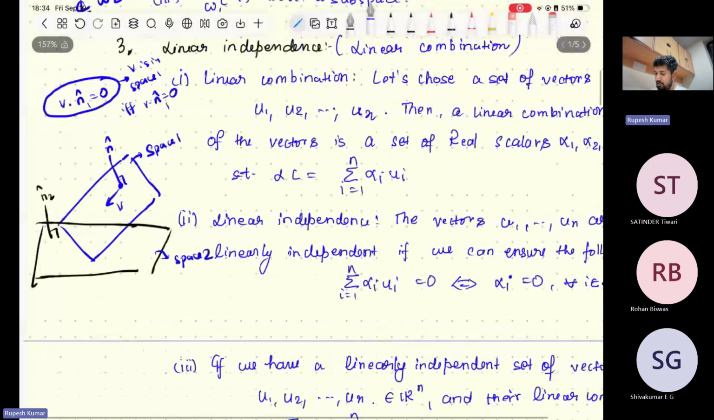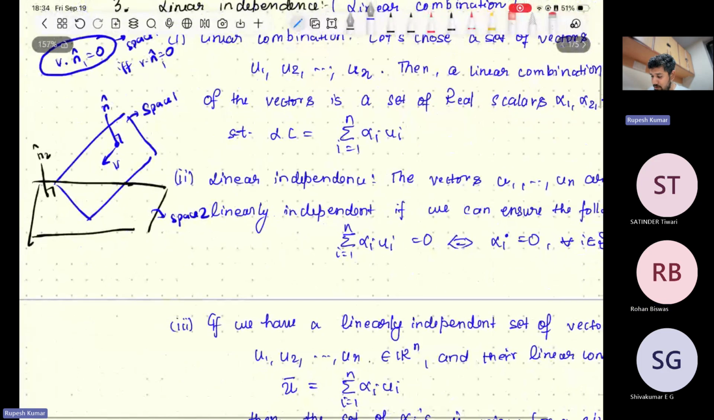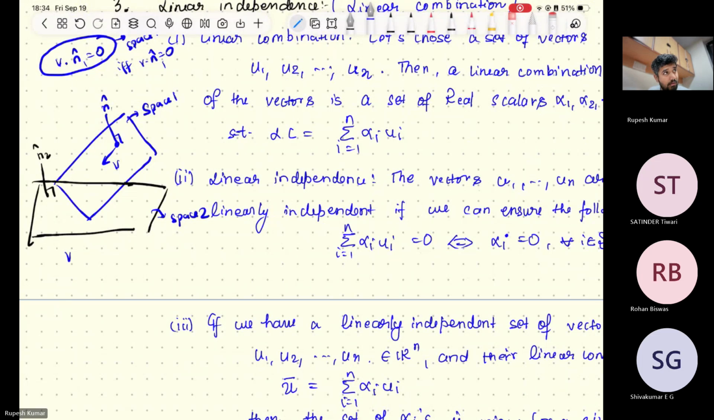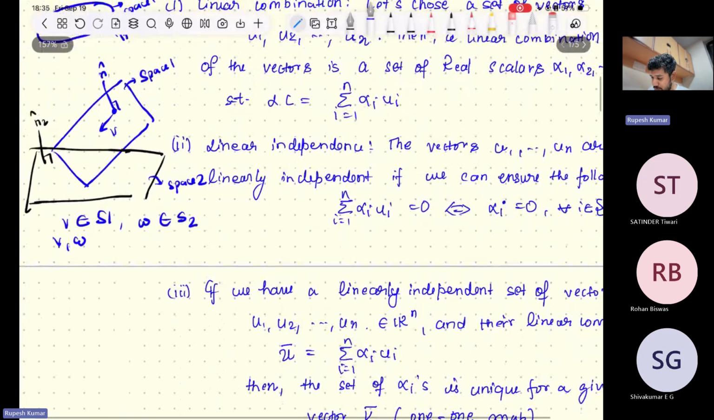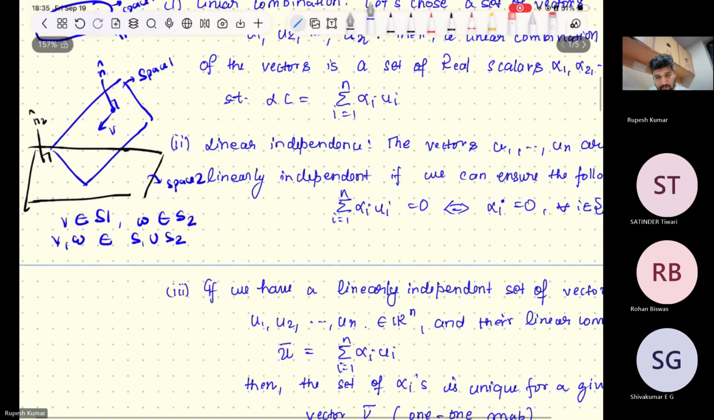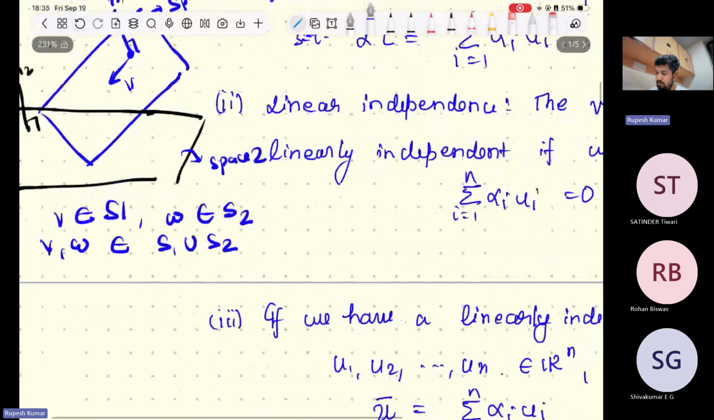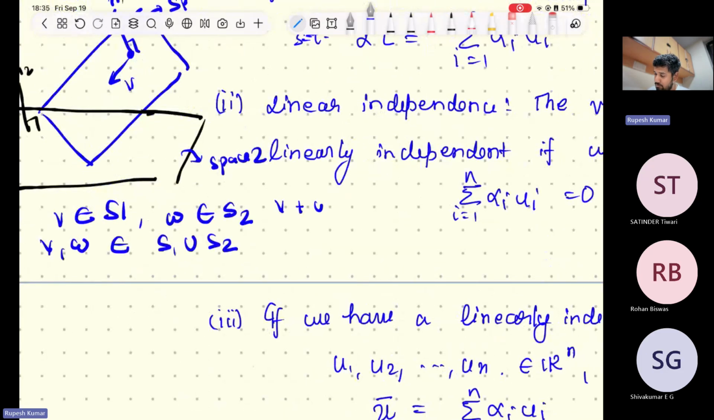Now what we want to see is what happens if I take a vector V which is in space 1. Let's say V belongs to S1, and let's take another vector W that belongs to S2. This means V comma W both belong to the set S1 union S2. Do you agree? Fine. Now I'm trying to check the closure property. If I do V plus W, this should belong to the set S1 union S2. Is this true?